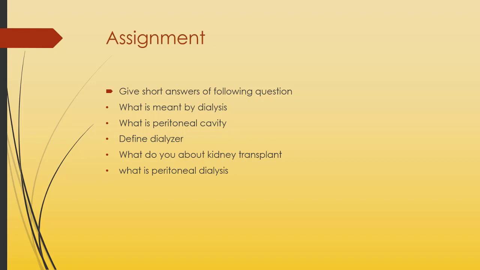Next question, what do you know about kidney transplant? Dear students, we have studied that it is a replacement of patient's damaged kidney with donor healthy kidney. And the last one, what is peritoneal dialysis? Dear students, we have studied peritoneal dialysis. In this type of dialysis fluid is pumped for a time into a peritoneal cavity, which is a space around the gut. This cavity is lined by a peritoneum. Peritoneum contains blood vessels. When we place dialysis fluid in peritoneal cavity, waste materials from peritoneal blood vessel diffuses into the dialysis fluid, which is then drained out.